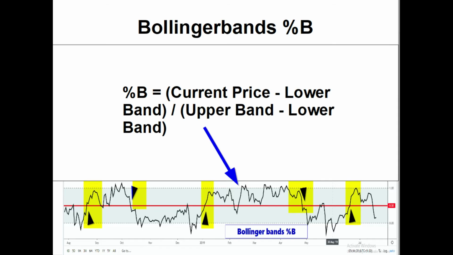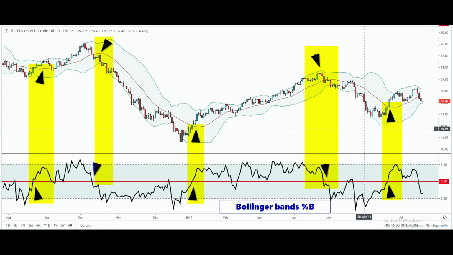Now coming to Bollinger bands percentage B. The percentage B indicator reflects the closing price as a percentage of the lower and upper Bollinger bands. If the closing price is equal to the upper band, the percentage B will be 100. If the closing price is equal to the moving average, then the percentage B is 50%. If the closing price is equal to the lower band, the percentage B is 0. And if the closing price is below the lower band, then the percentage B value is negative. This indicator can be used for oversold or overbought conditions and should be used with other indicators.